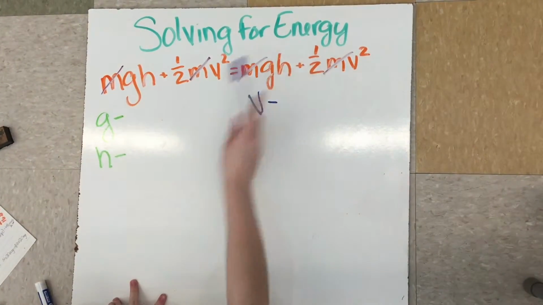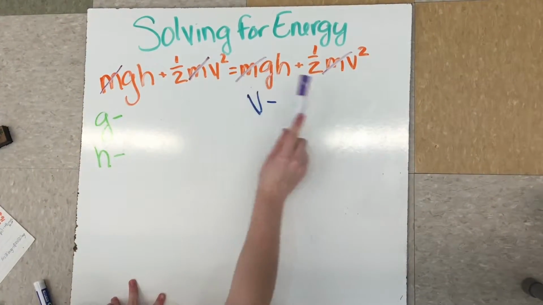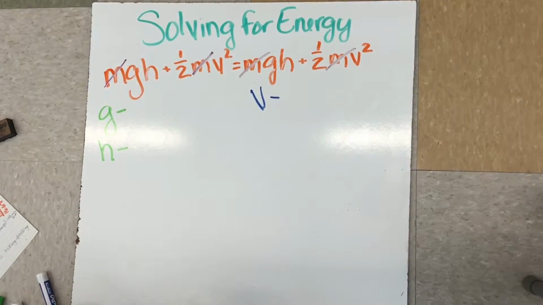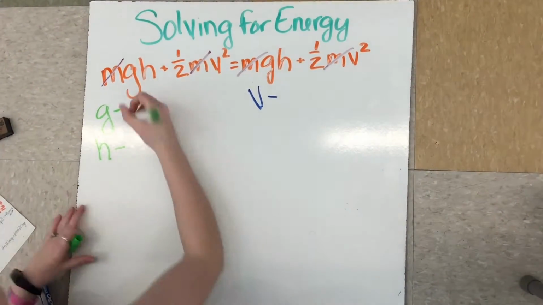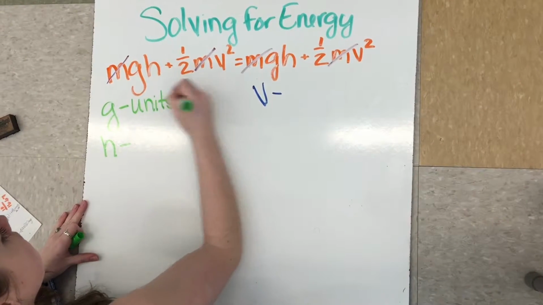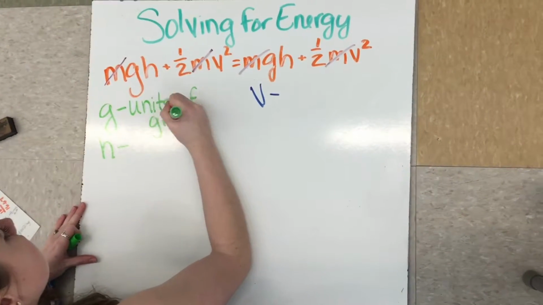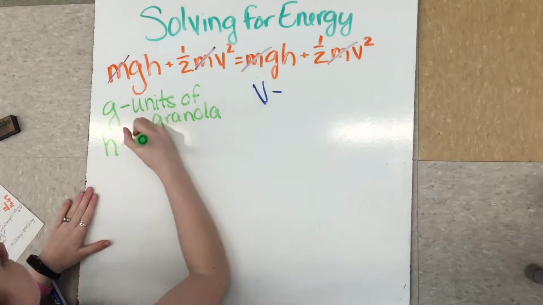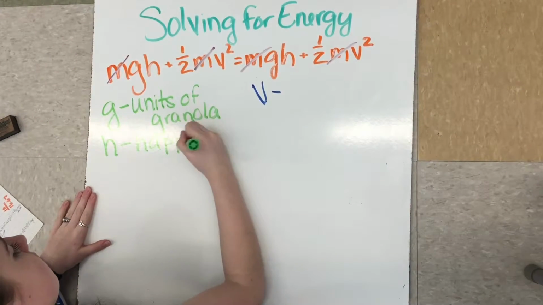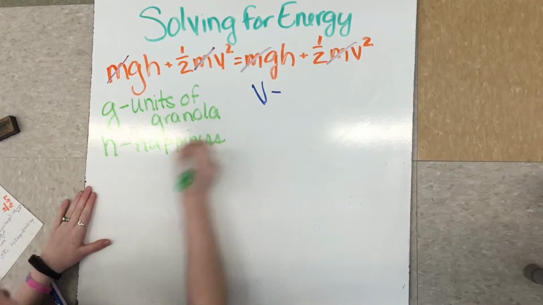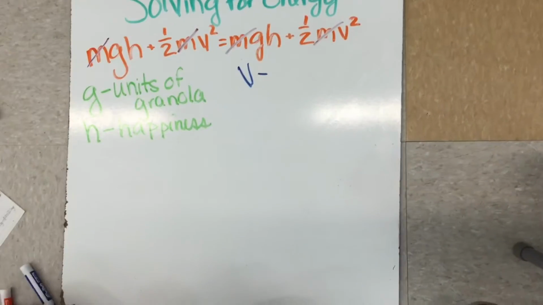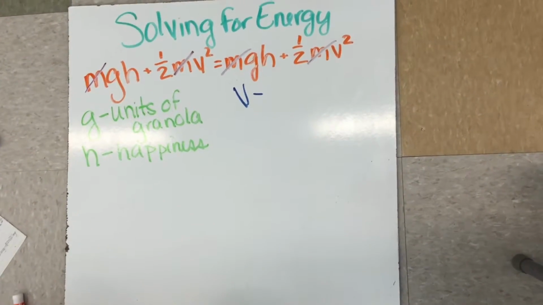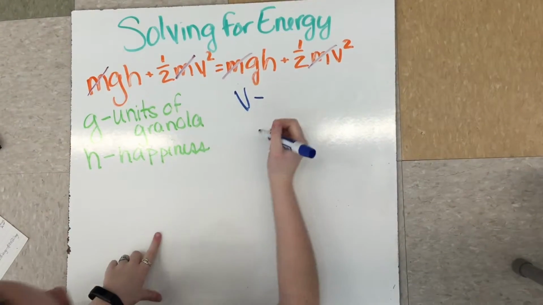We will be solving for energy. This is mgh plus half mv squared and then repeated. For us, G is equal to the units of granola eaten by Miss Loyd. H is then equal to Miss Loyd's level of happiness. V is then equal to her voltage of sass for the day.